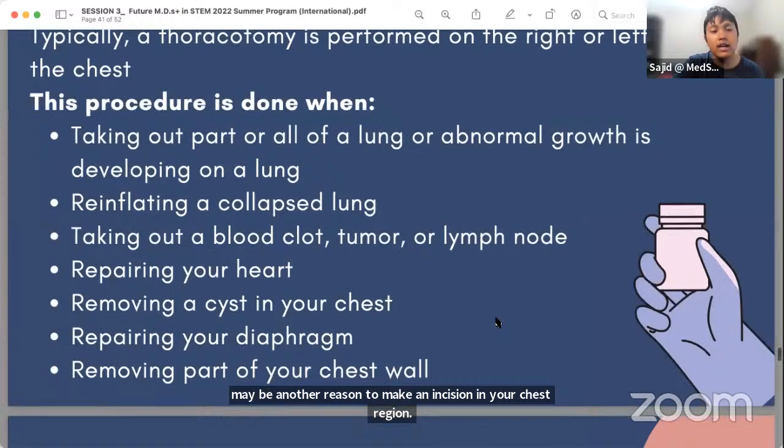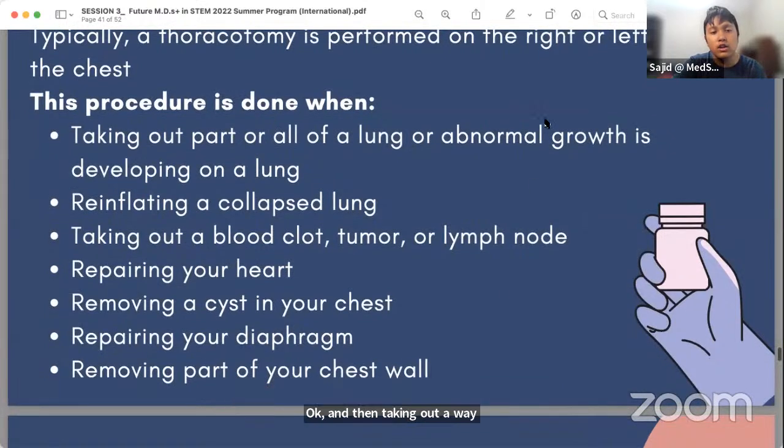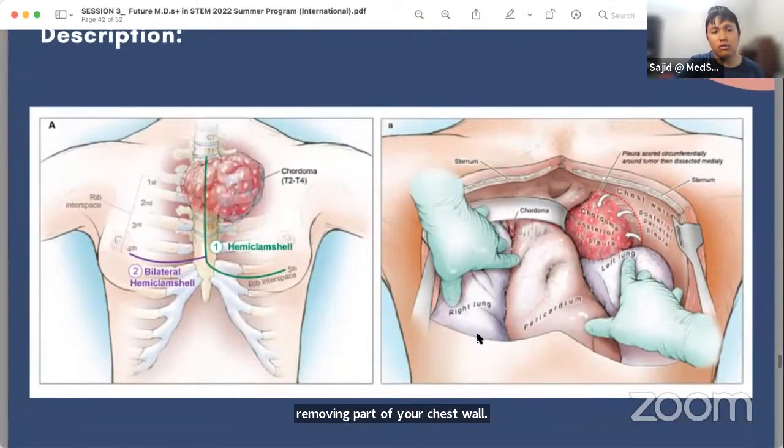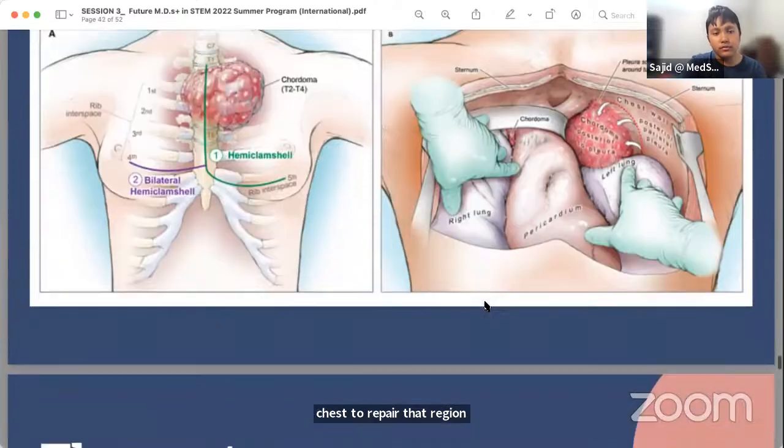And then taking out a blood clot, tumor, or lymph node. If you have cancer or a clot, thrombosis, or whatever it may be, a thoracotomy may be necessary. Also repairing your heart, removing a cyst in your chest, repairing your diaphragm that allows you to breathe, and removing part of your chest wall. Next slide. That's just the thoracotomy. They're basically cutting into your chest to repair that region.